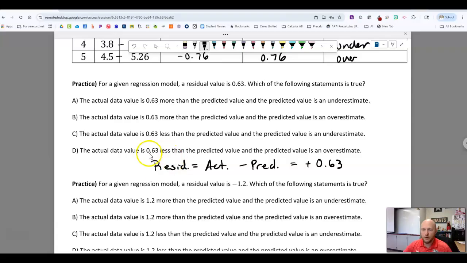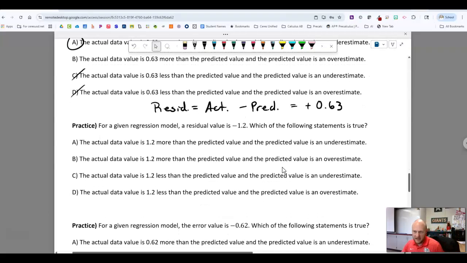Okay, hopefully you tried this one. This, again, is what I write on my paper whenever I have this type of question. Notice the residual is actual minus predicted, RAP, R-A-P. And if you have a positive 0.63 residual, that means that your actual was 0.63 more. Your actual was more. So I'm going to throw out C and D. And furthermore, my model underestimated, right? Because this was lower than this, underestimate. Answer is A. Did you get A?